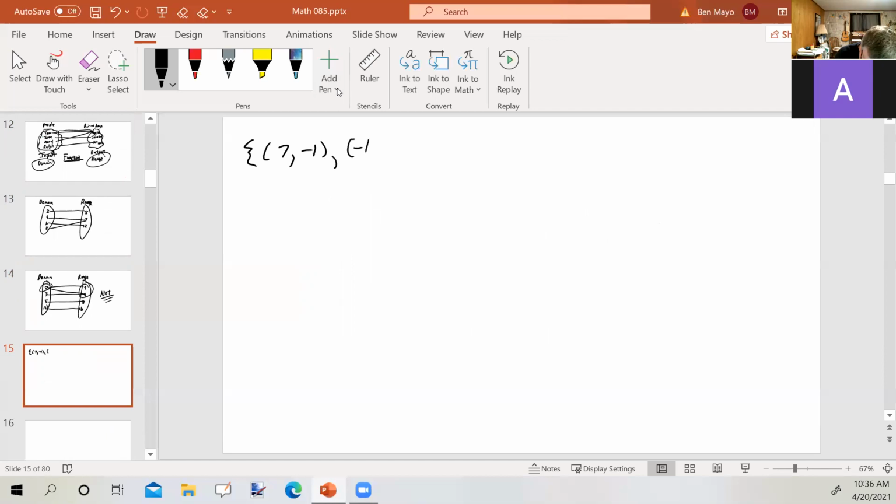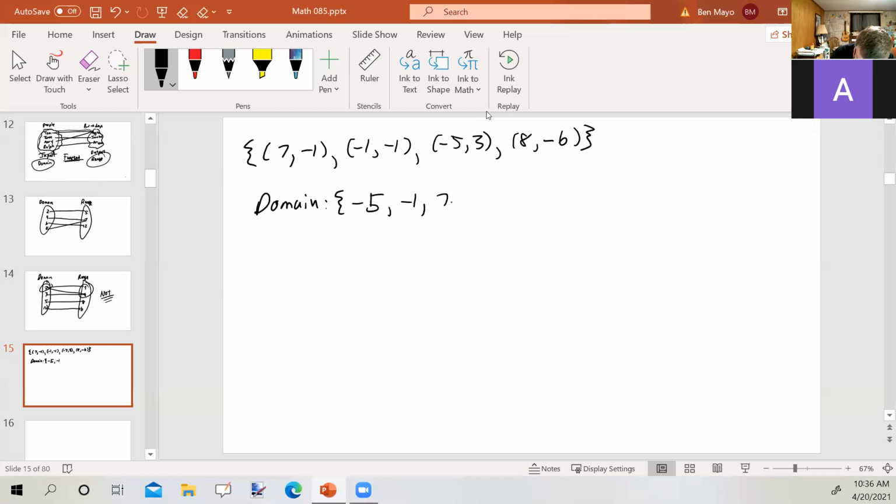So here I have a list of some ordered pairs. It says find the domain and range of each relation. Okay, so the domain would be the input, which would be -5, -1, 7, and 8. Notice I'm listing them from smallest to largest, okay?